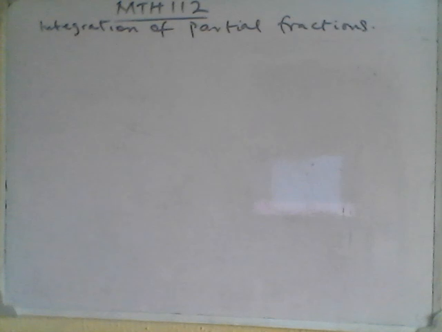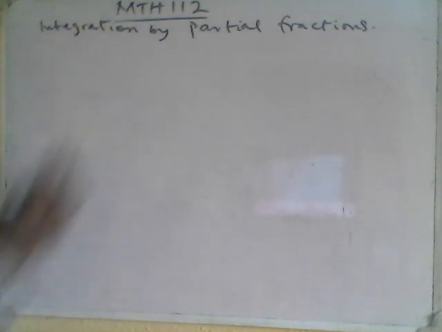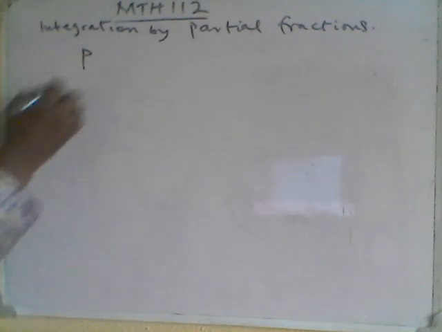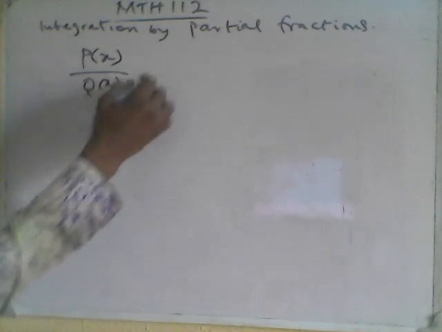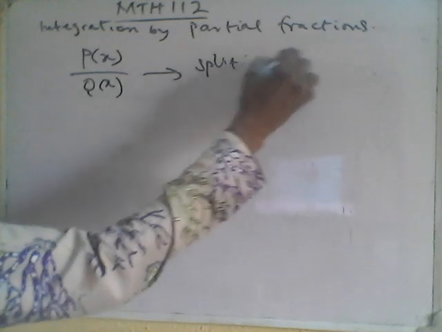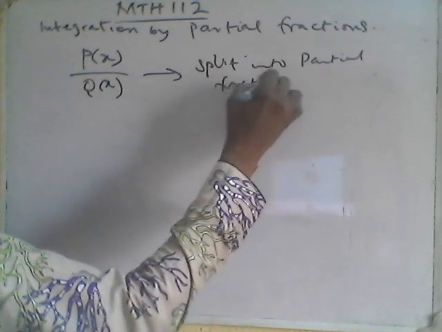Okay, so now we're going to be applying what we learned in partial fractions and know how to integrate by partial fractions. This should be integration by partial fractions. So if, for instance, I have the function p of x divided by q of x, we can split this into partial fractions. How do we do this?